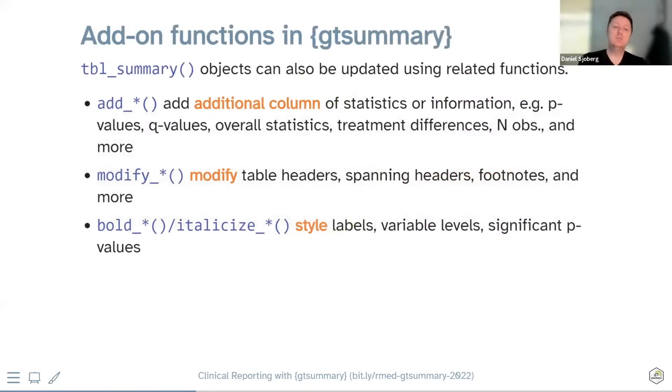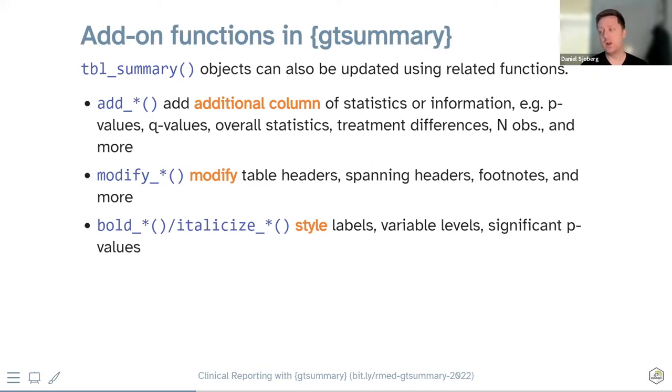So in addition to tbl_summary, there are a suite of functions that are going to add additional information, add columns of statistics, what have you, to your base summary table. So you can add p-values, q-values, overall statistics, treatment differences, number of observations, and more. I recommend that you check out the website. There's a reference section that's just going to list every function that can be used with tbl_summary and the other tables as well.